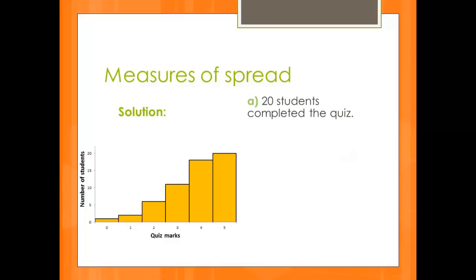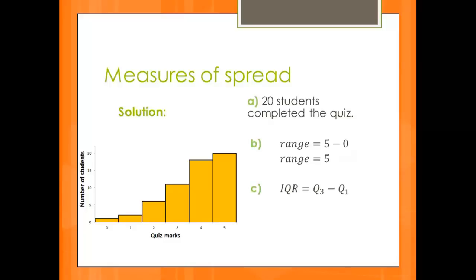To find the range, we identify that the highest score is 5 and the lowest score is 0. We then subtract 0 from 5 to give us a range of 5. The IQR is given by Q3 minus Q1.